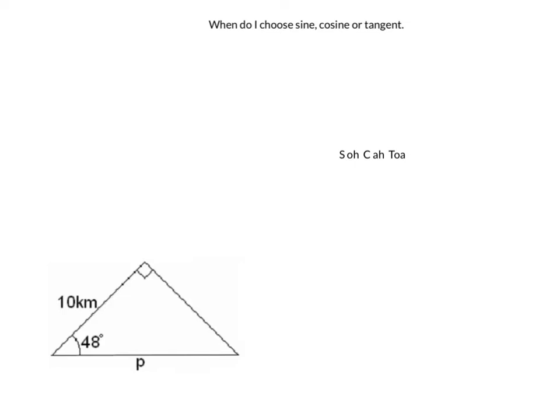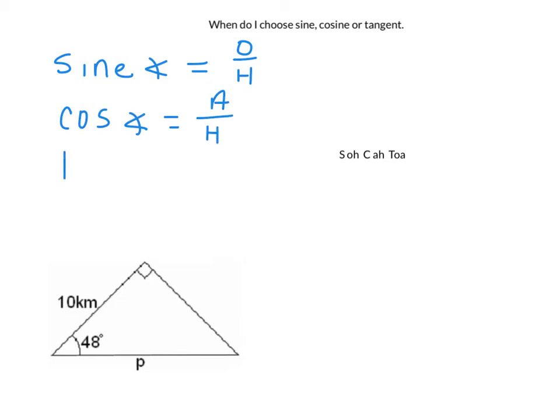So just to get anchored, the sine of an angle is the opposite over the hypotenuse. I'll abbreviate the next two. Cosine of an angle is equal to the adjacent side over the hypotenuse, and the tangent of an angle is equal to the opposite over adjacent.